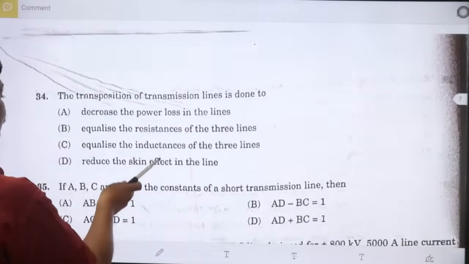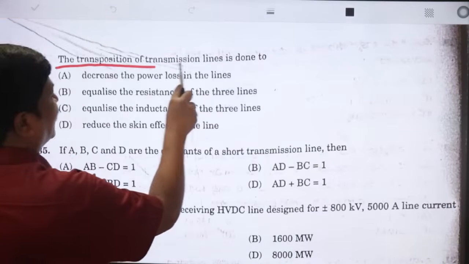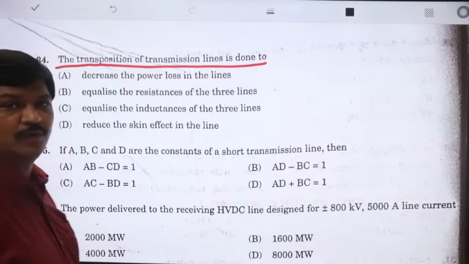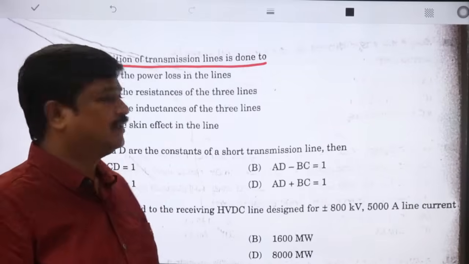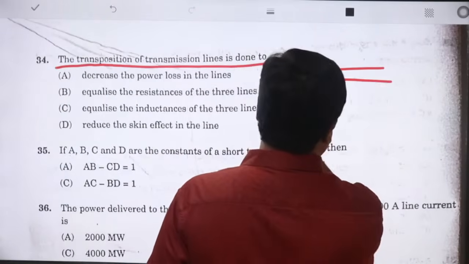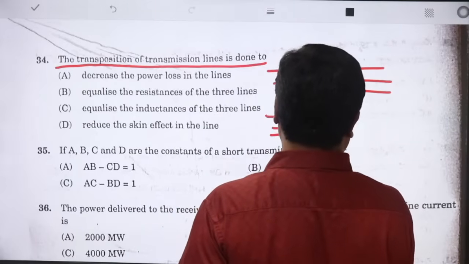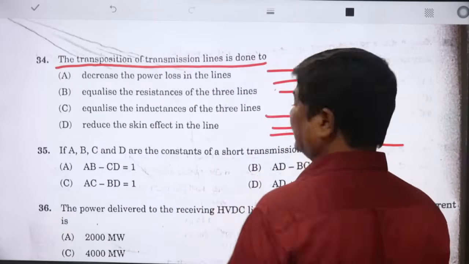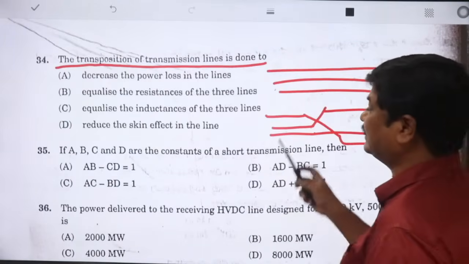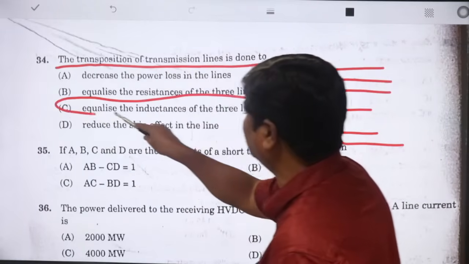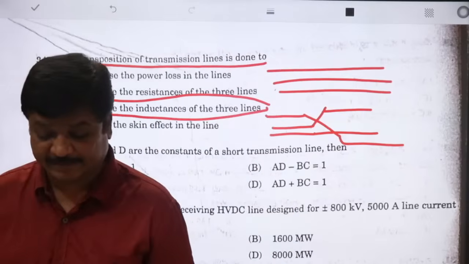Next. See here, the transposition of transmission lines is done for what? In a transmission line we have to balance the inductance. If the transmission lines continue like this, meanwhile what we can do is bring our transmission lines into a different arrangement. This is called transposition. The arrangement is changed to get balanced inductance. It equalizes the inductance of the transmission lines.